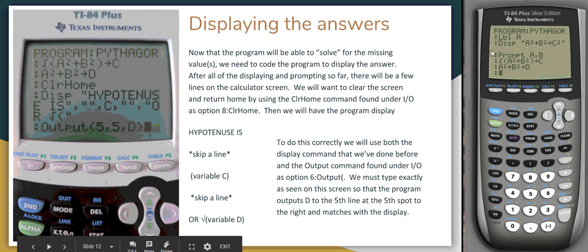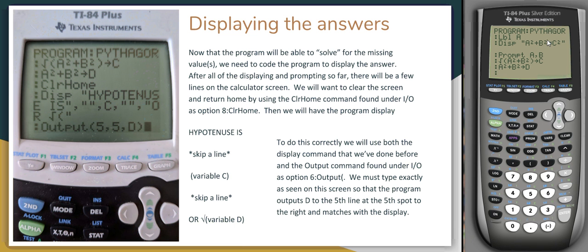Now that we know it is going to run the formula correctly, and we have told it here is the formula, here are the variables, we want to clear everything else off of the screen and start fresh. So we go back to the input-output screen, down to clear home. That's the 8th option. That clears everything, and now we're able to start fresh.